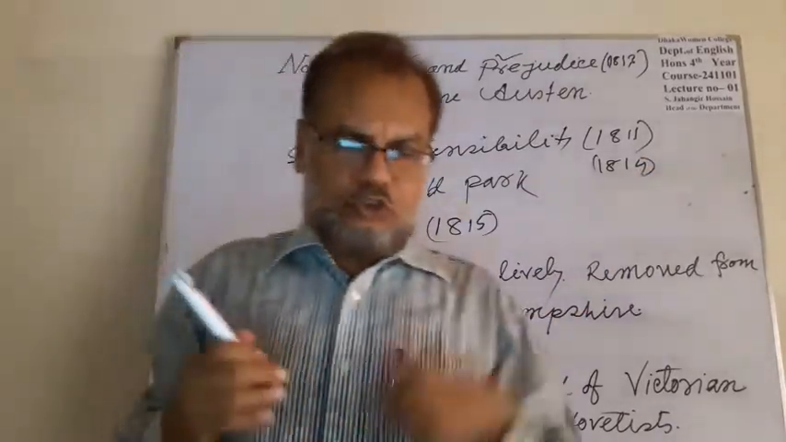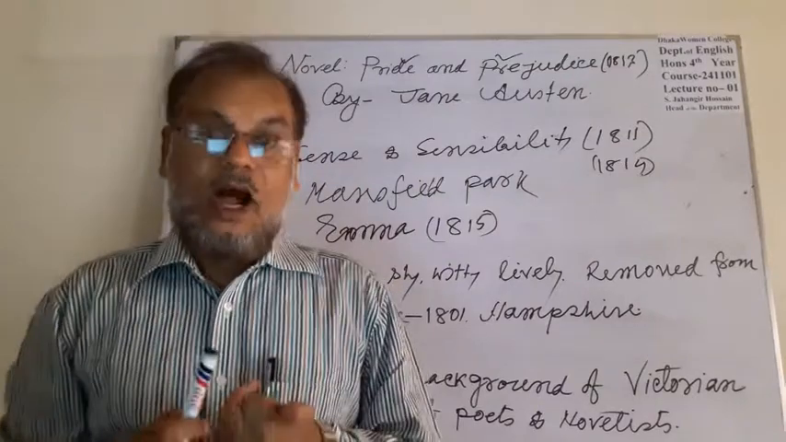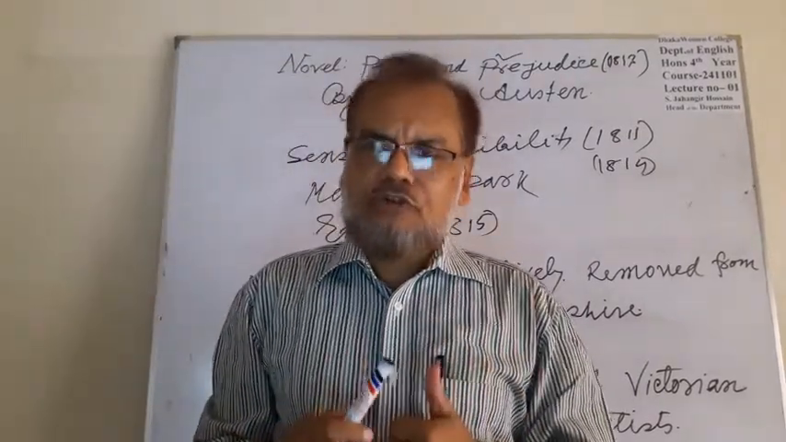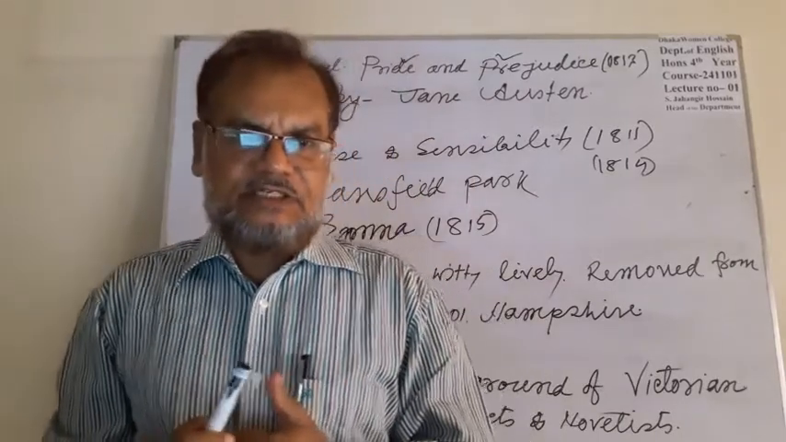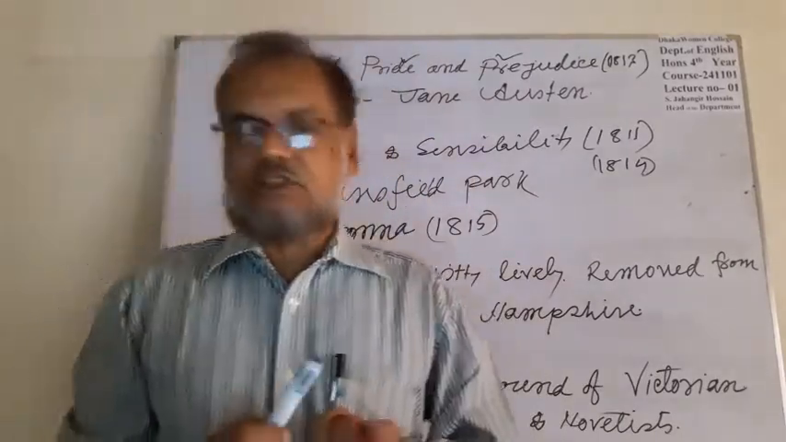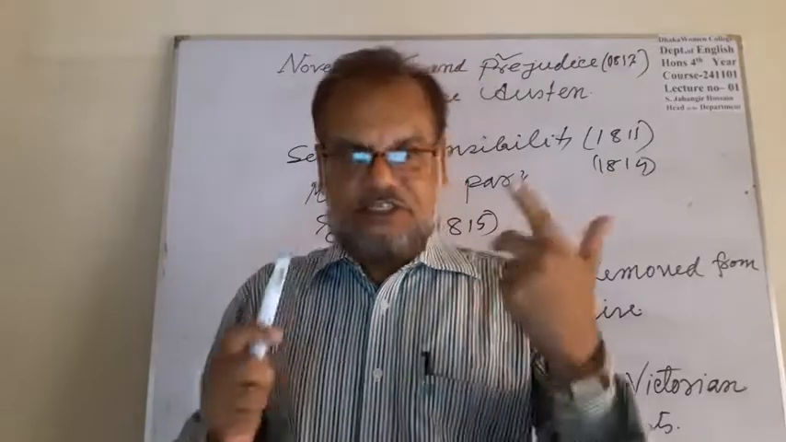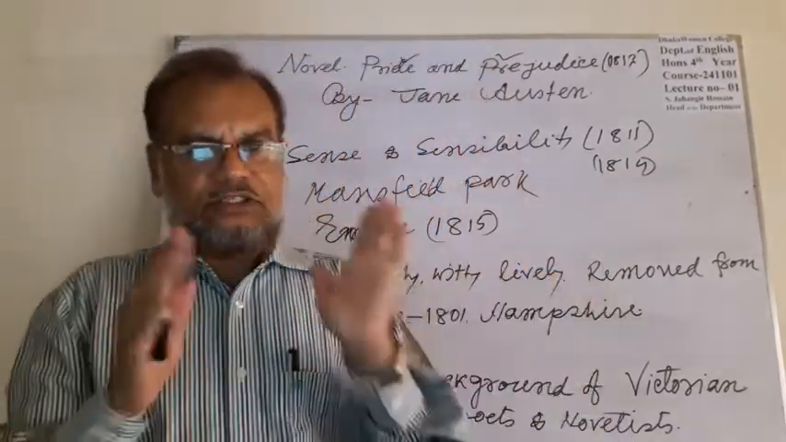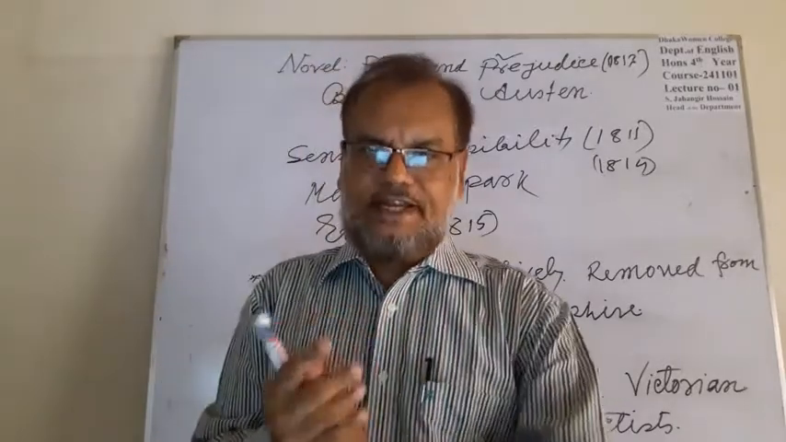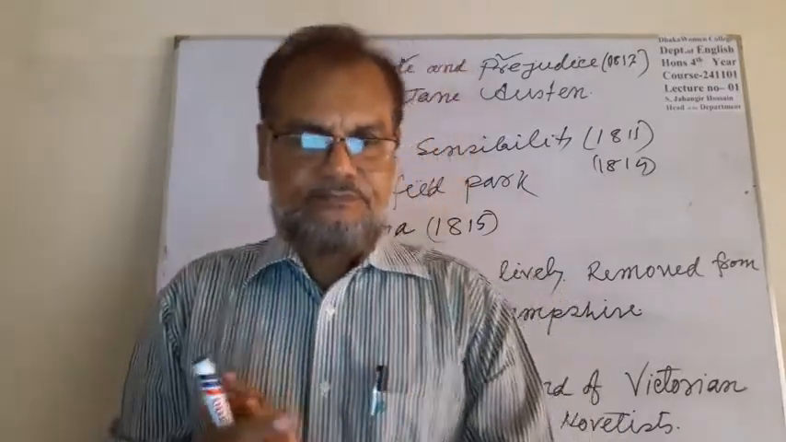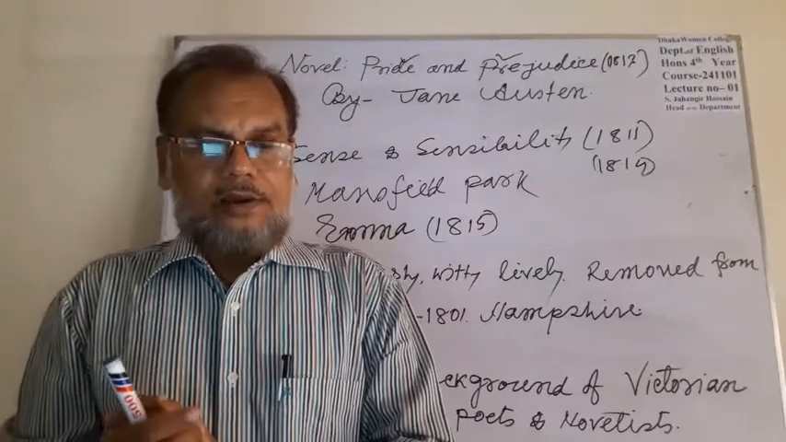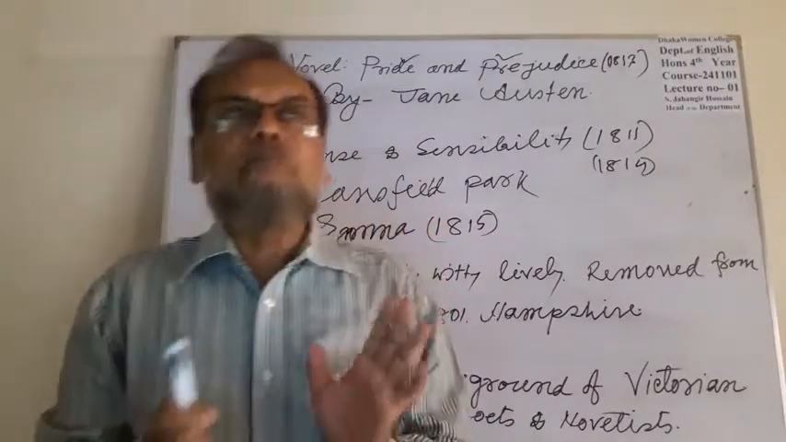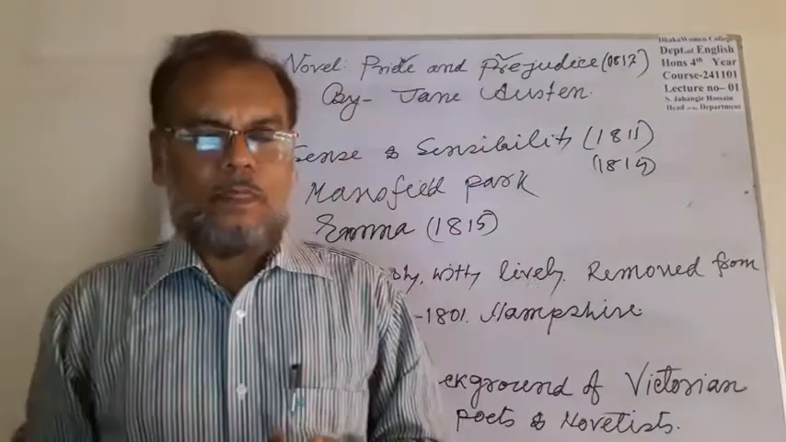These four novels are actually her major novels. But Emma, though it was written in 1815, some critics say it was written in 1816 also. Together with Persuasion, Northanger Abbey was also written, published in 1818. But these are the biography of Jane Austen.